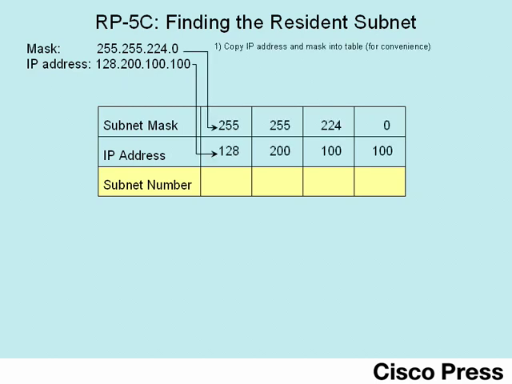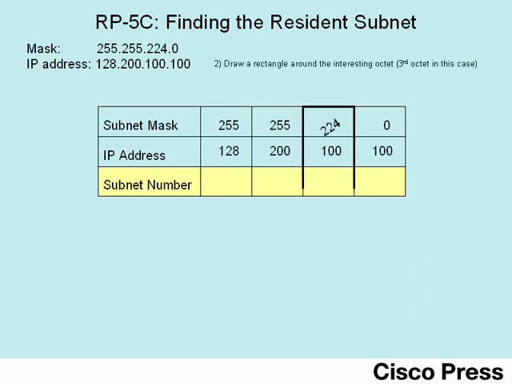Now here at step 1, we simply copy the mask and IP address into the table. Then at step 2, we draw a rectangle around the interesting octet. Now the interesting octet is identified by the subnet mask octet, whose value is not a 255 nor a 0. In this case, it's the third octet with mask value 224.